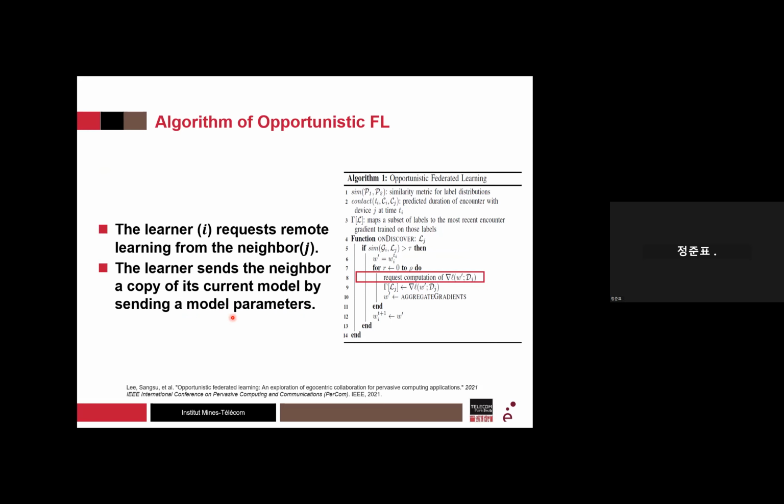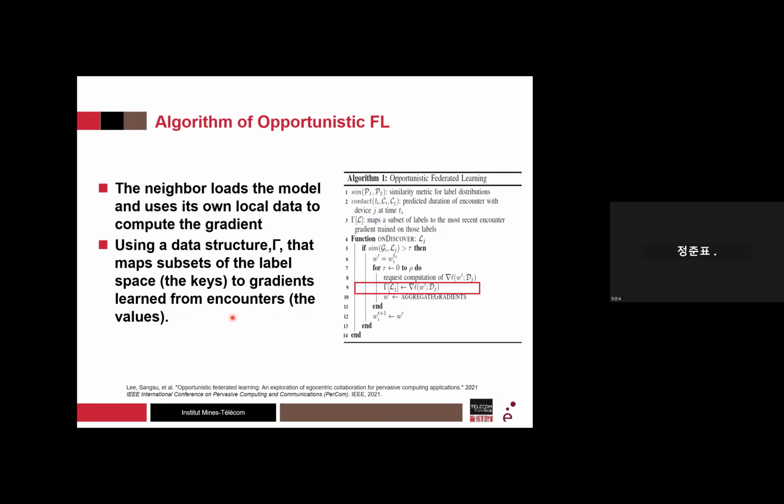The learner requests remote learning from the neighbor, and the learner sends the neighbor a copy of its current model by sending the model parameters. Then the neighbor loads the model and uses its own local data to compute the gradients, which it returns to the learner. The learner stores the returned gradient in the data structure gamma, mapped to the label set L sub j.